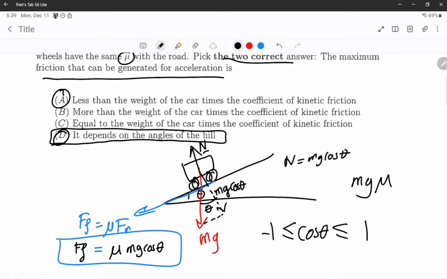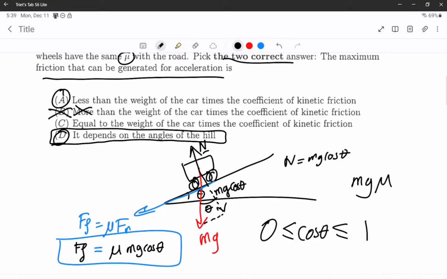Now in this case, the hill with maximum is like 90 degrees. So that's pretty much 0 and 1, right? And because it's less than 1, then the maximum this can get is mu mg. And so more than, this doesn't work, right? Can be more than. And then the next one is between equal to or less than. This one is the tricky part.